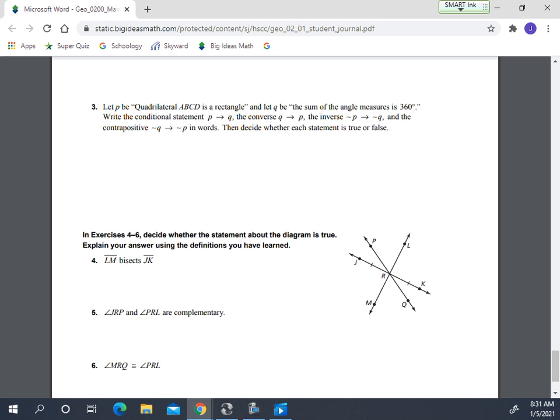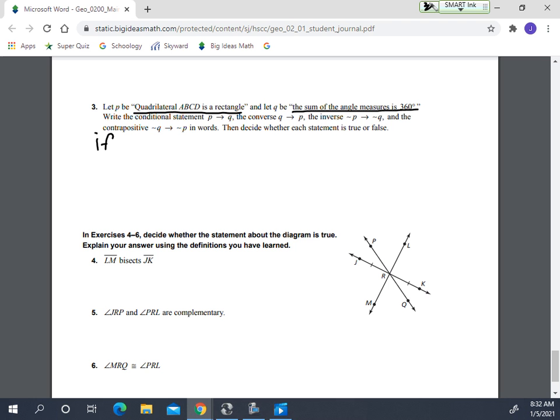Let P be quadrilateral ABCD. It's a rectangle. And let Q be the sum of the angle measures is 360 degrees. Write a conditional statement, P then Q. The converse, Q then P. The inverse and the contrapositive in words. Then we're going to decide whether each statement is true or false. This might take a second. Sorry. Okay. So here's P. Here's Q. Let's write this.